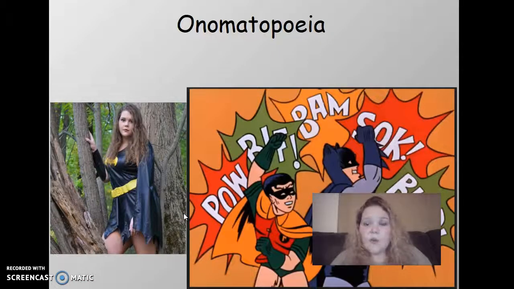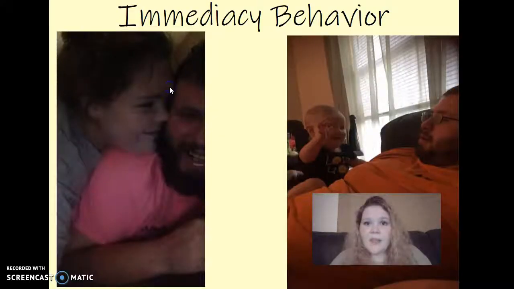Onomatopoeia is a word that's associated with a sound. So pow, bam, things that are all in different comic books, such as Batman. I used to be very obsessed with Batman, so I included a picture of my senior picture in my Batgirl costume.